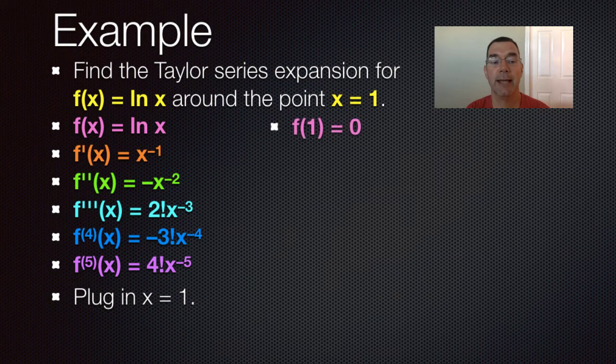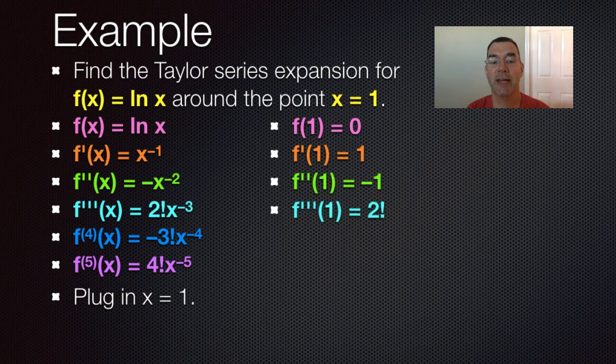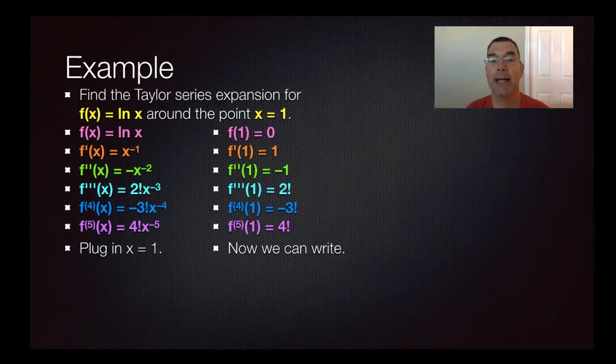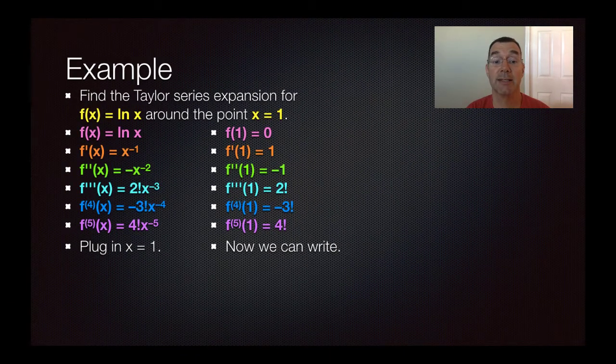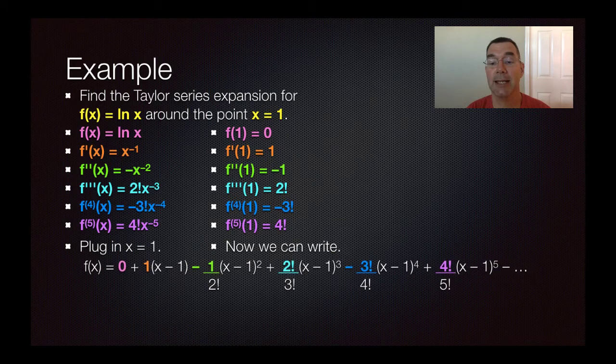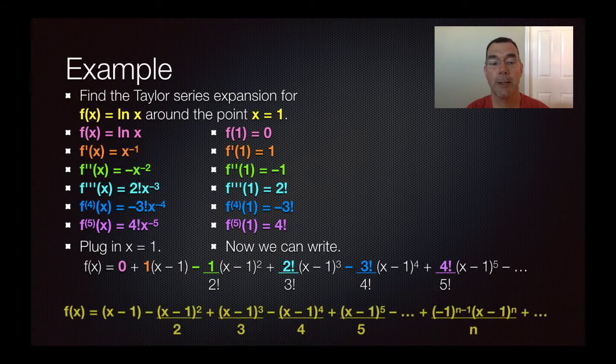So if I plug in x equals 1, the function itself will be worth 0, the first derivative will be worth 1, the next derivative negative 1, the next derivative 2 factorial, and then negative 3 factorial, and then 4 factorial. So now I can write the Taylor expansion of this up to those terms, and I can keep it going, just plugging in what I know for the function and derivative values.